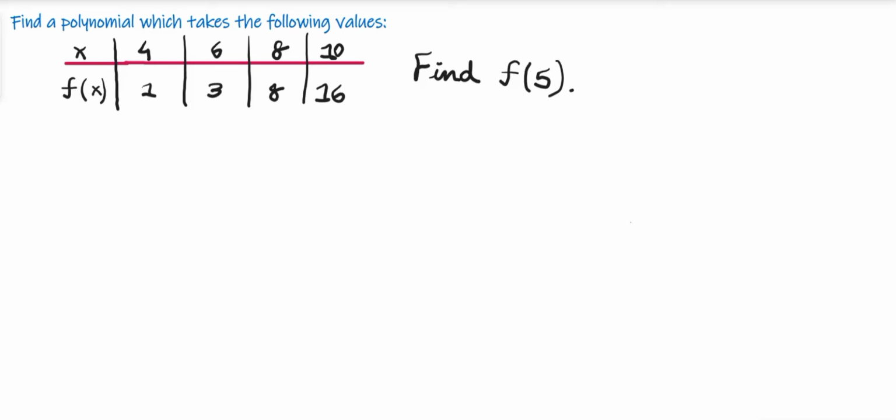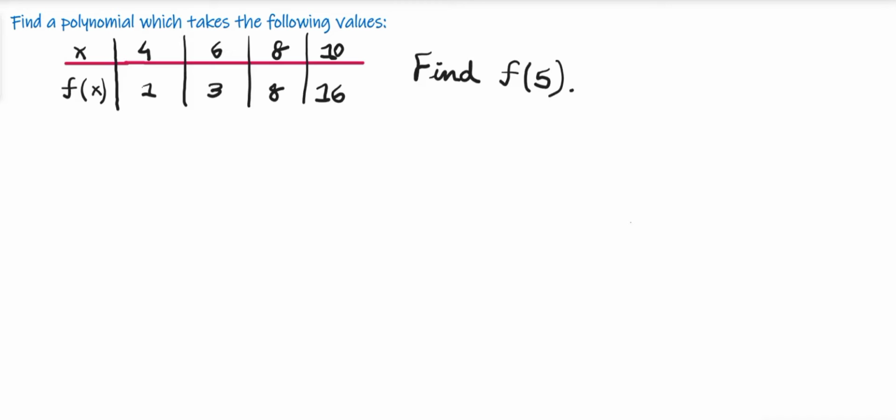The first question is, find a polynomial which takes the following values. So the values of x and y are given to us and we have to find the value of f of 5. Now here in the question it is not mentioned that we have to use the Newton's forward interpolation formula. But as 5 lies between 4 and 6, that is, the value of y is near the initial tabulated value, that is, it is near x naught. So we'll use the Newton's forward interpolation formula.